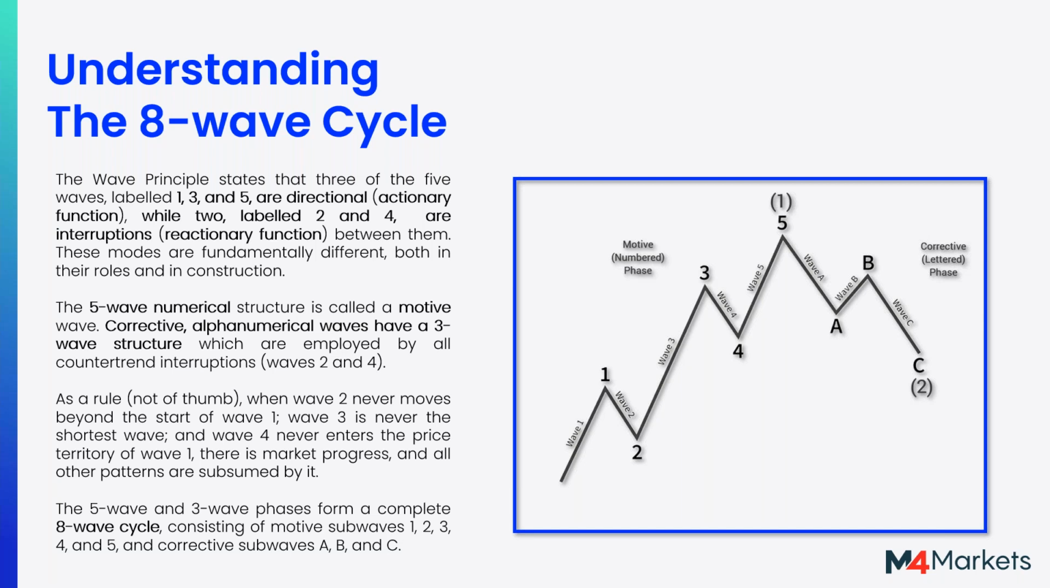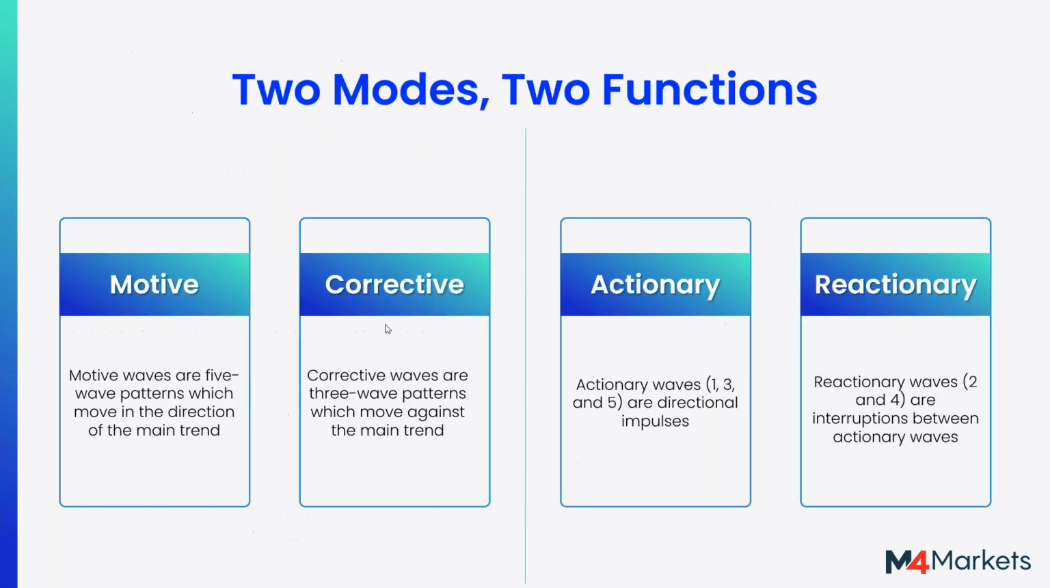As you can see, we have sub-waves 1, 2, 3, 4, and 5 going up into 1, and then you have an ABC going into 2, which is again another sub-wave structure. And this, of course, forms one cycle, which is 8 waves.